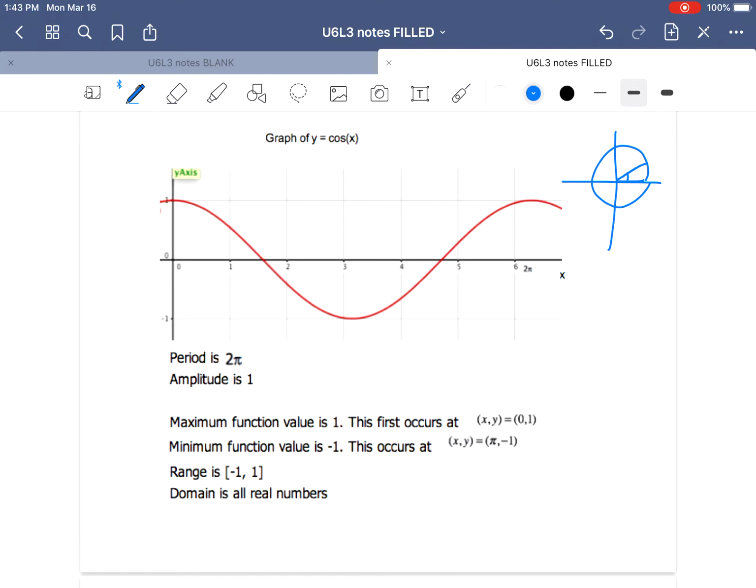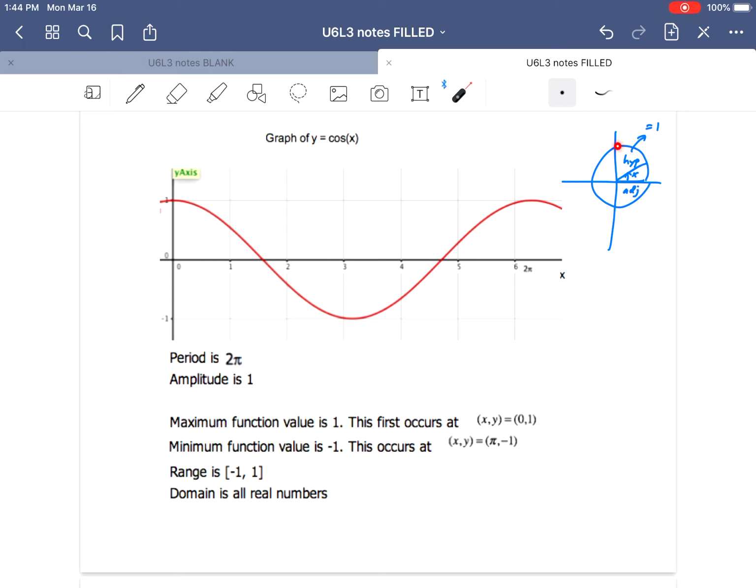So if that's my angle x, this is the adjacent side, this is the hypotenuse. That's really how I get cosine values. And in the unit circle, we're going to just say the hypotenuse is 1. Okay? So at 0 radians right here, I'm there on the unit circle, the adjacent and the hypotenuse are the same. So the ratio of those is 1. So cosine starts at the point 0, 1.